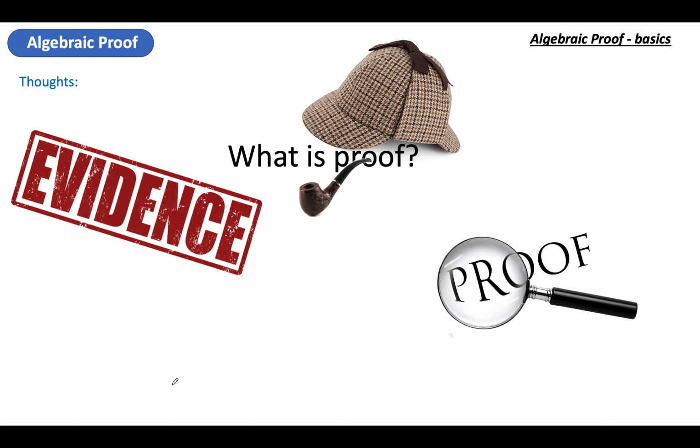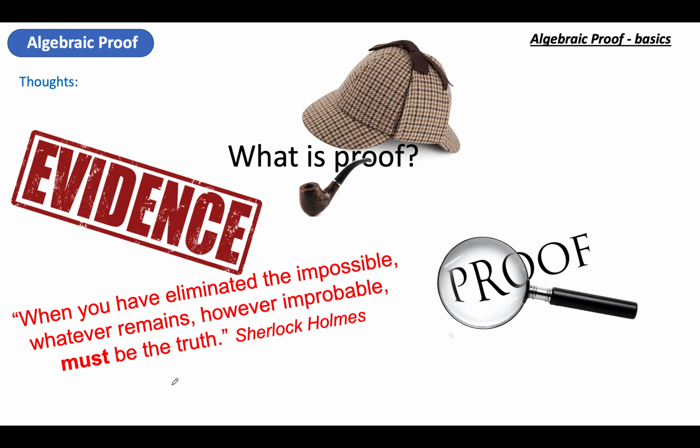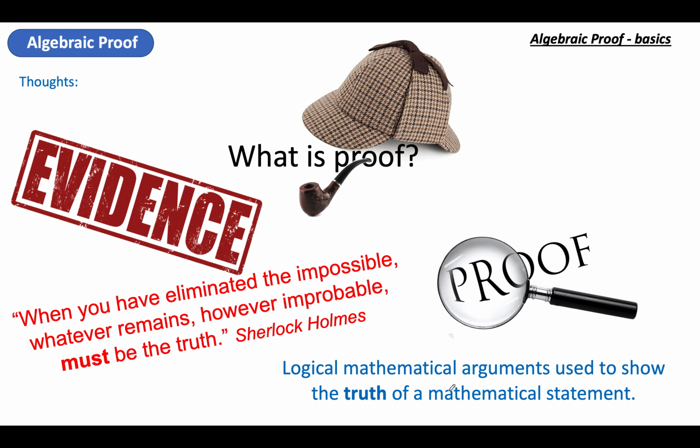Sherlock Holmes said this. Well, he didn't say this, Arthur Conan Doyle wrote this down in the books of Sherlock Holmes: when you've eliminated the impossible, whatever remains, however improbable, must be the truth. And I think actually that sums up proof rather well. But if you look in the dictionary, it would say something like this: logical, mathematical arguments used to show the truth of a mathematical statement. We are trying to prove something, to show that something is either true or not true.